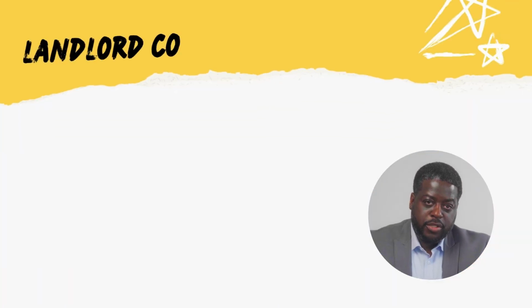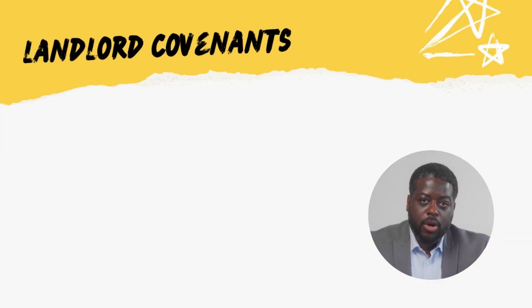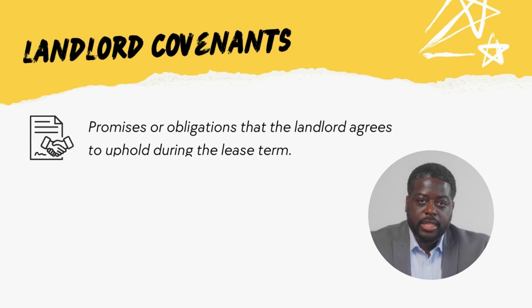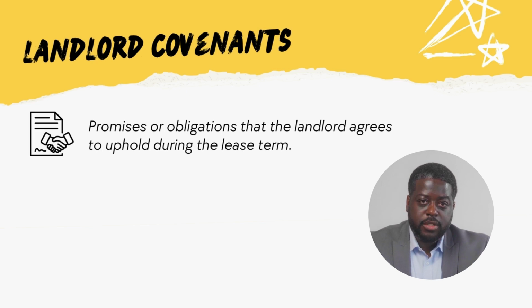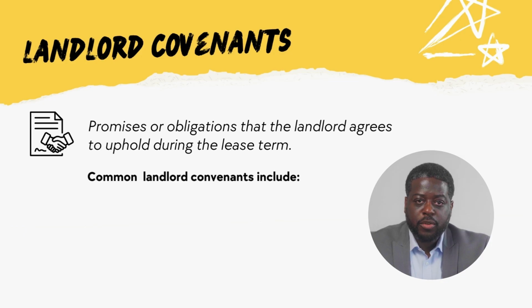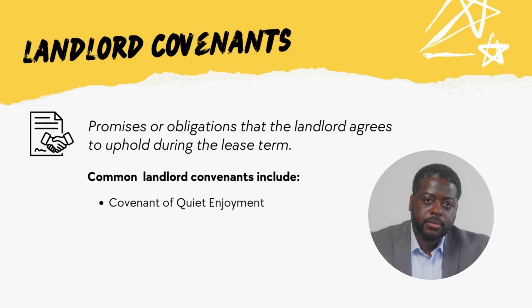In the context of commercial leasing, landlord covenants are promises or obligations that the landlord agrees to uphold during the lease term. These covenants outline various responsibilities and rights of the landlord. Some common landlord covenants include the covenant of quiet enjoyment, which ensures that the tenant can use the leased premises without interference from the landlord or other parties. It guarantees that the tenant's possession and use of the property will not be disturbed.